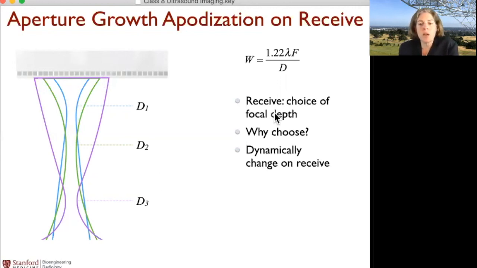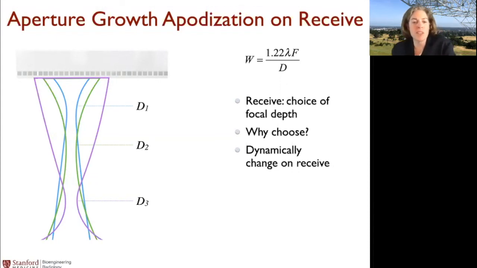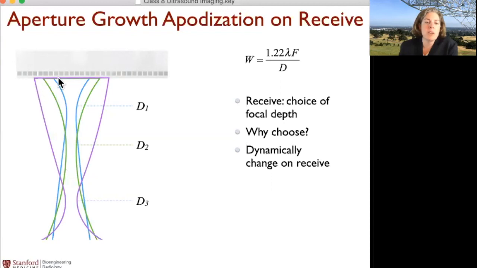This is called dynamic receive focusing. Because on receive, why choose just one focal depth? You can just keep changing your aperture so that you can dynamically have a larger focal depth on the receive side.